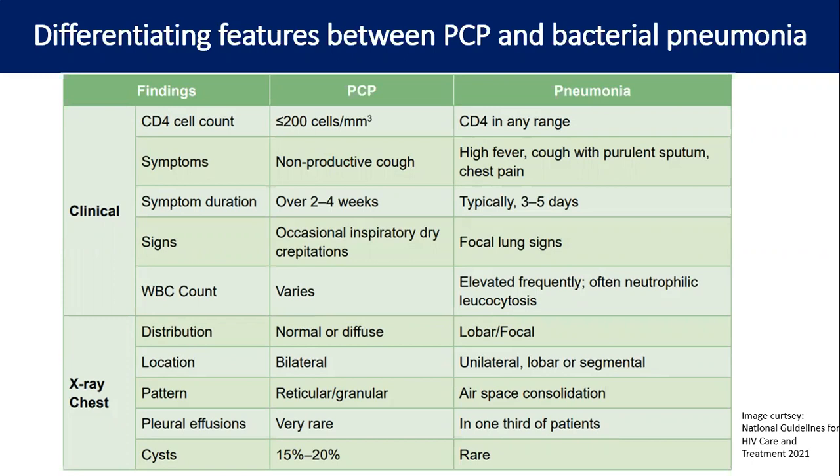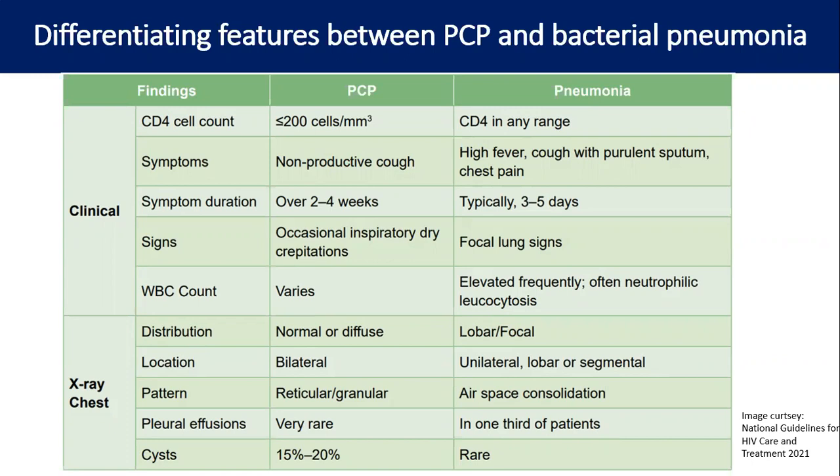And occasionally, inspiratory dry crepitations can be found in the case of PCP, while there are focal lung signs on auscultation, palpation, chest X-ray, etc. WBC count varies in case of PCP, while it is elevated in case of pneumonia, and mostly it is neutrophilic leukocytosis. Now, in chest X-ray, distribution is normal or diffuse in case of PCP.